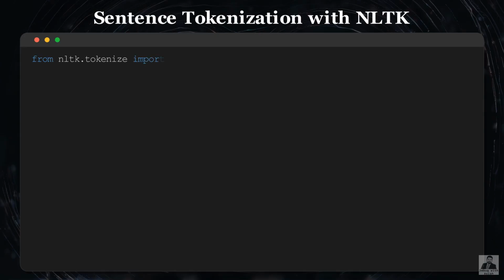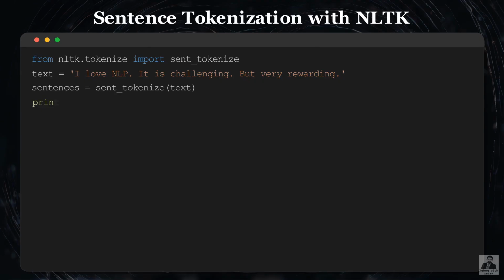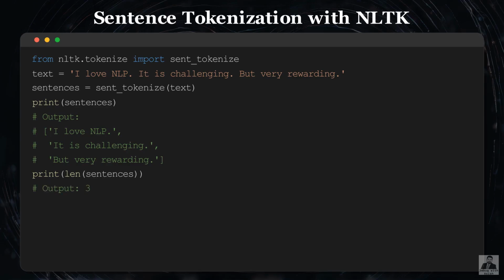Sentence tokenization splits a paragraph or document into individual sentences. The sent_tokenize function from NLTK handles this. Here, we have 3 sentences separated by periods. NLTK correctly identifies each boundary and returns a list of 3 sentence strings. Sentence tokenization is used in tasks like summarization, where you need to work at the sentence level rather than the word level. It is also the first step in many document processing pipelines.